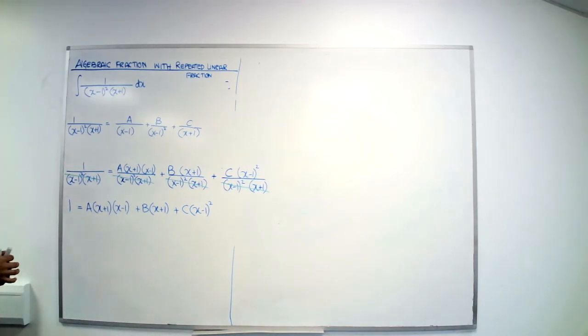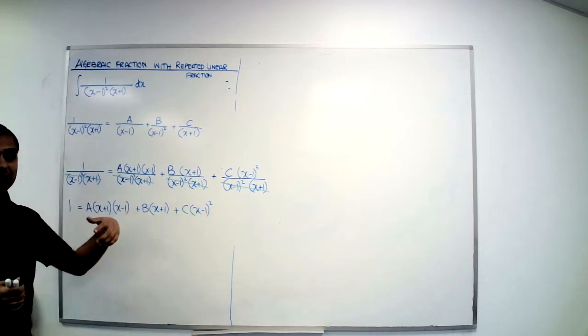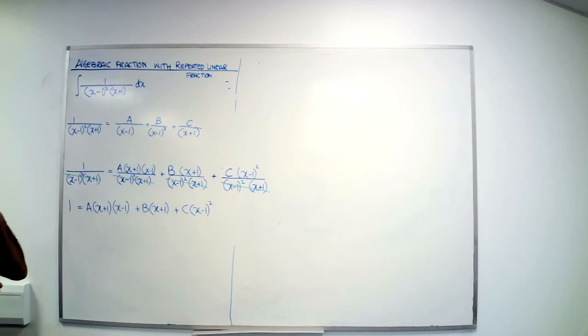Okay, now different ways of doing it. I'm going to do matching the coefficient way. There is another way as well, but let's do matching the coefficient way. First, you need to actually multiply all these bits. Yeah, you can multiply all these bits.